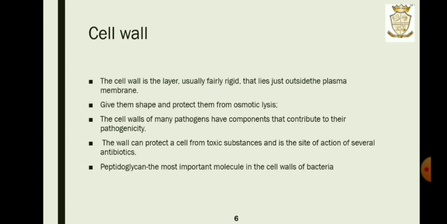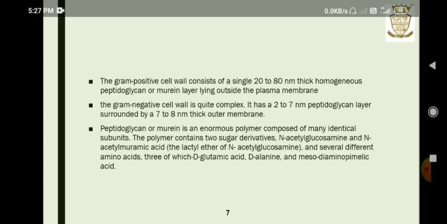The cell walls of many pathogens have components that contribute to their pathogenicity. The wall can protect the cell from toxic substances and is the site of action of several antibiotics. Peptidoglycan is the most important molecule in the cell wall of bacteria.